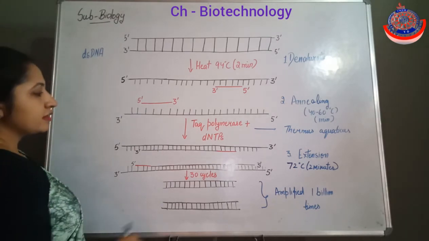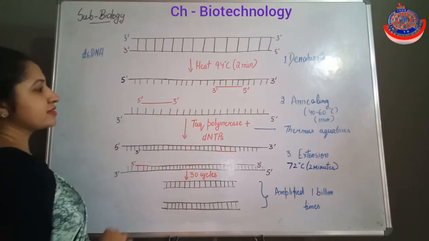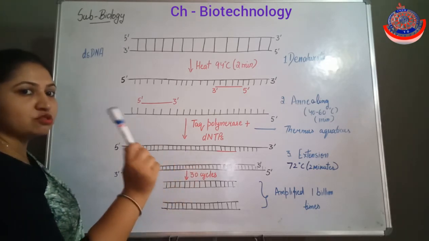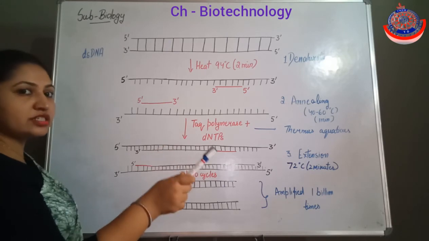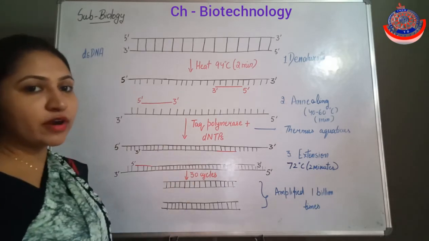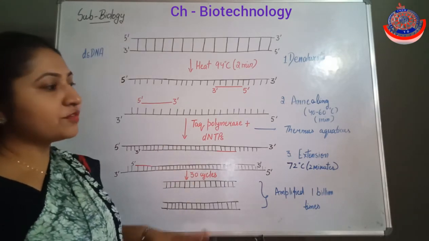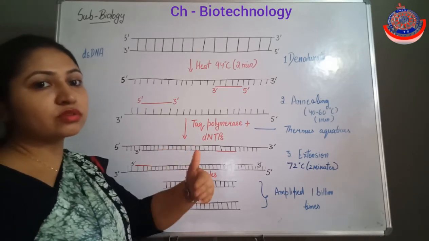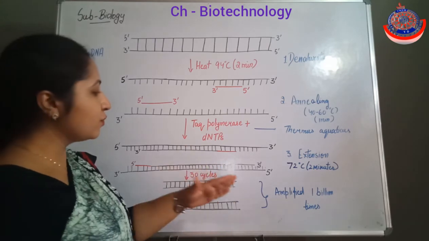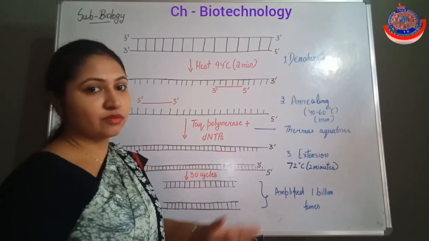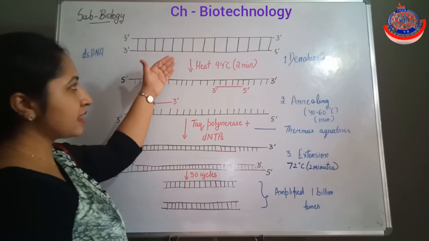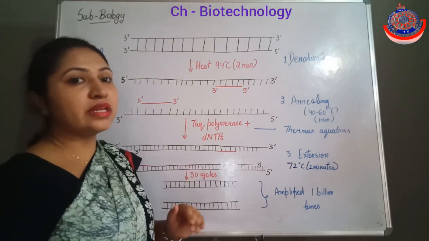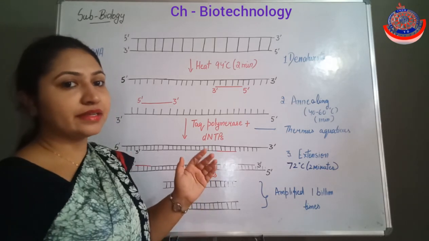Now, when all these three processes occur, what happens? One DNA molecule means two DNA molecules are produced, and each DNA molecule consists of one daughter strand. So if suppose each DNA strand undergoes 30 cycles, then what happens? We will get 1 billion copies of the desired DNA. This is the desired DNA, and we will get around billions of copies of it.